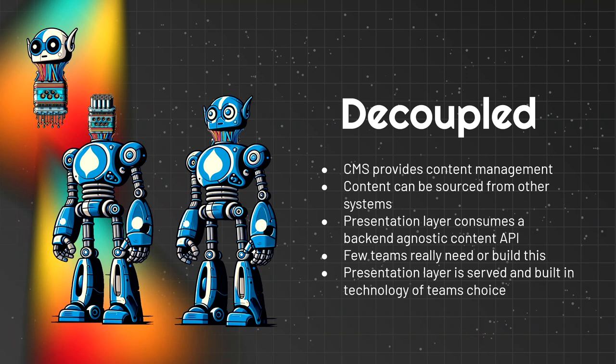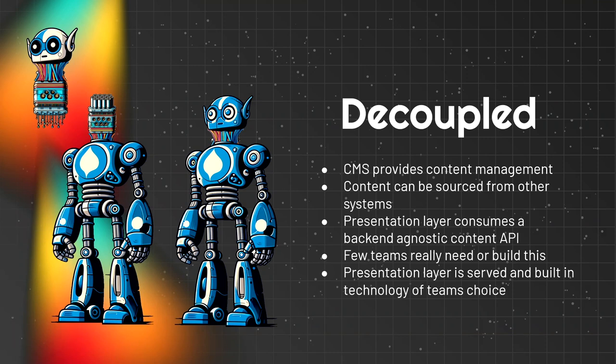So here the CMS still provides the content management, but the presentation layer is built by React or another JavaScript front end, or it doesn't have to be JavaScript at all, some other front end technology. Something else is handling the rendering of the content, and Drupal or the CMS is only providing the content management and the API for that content.